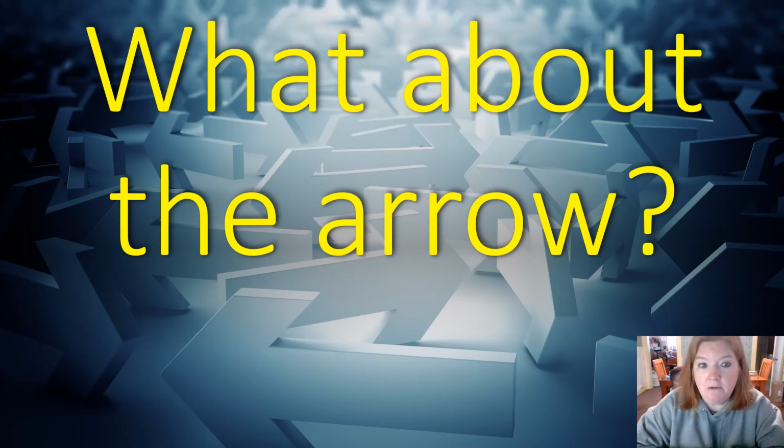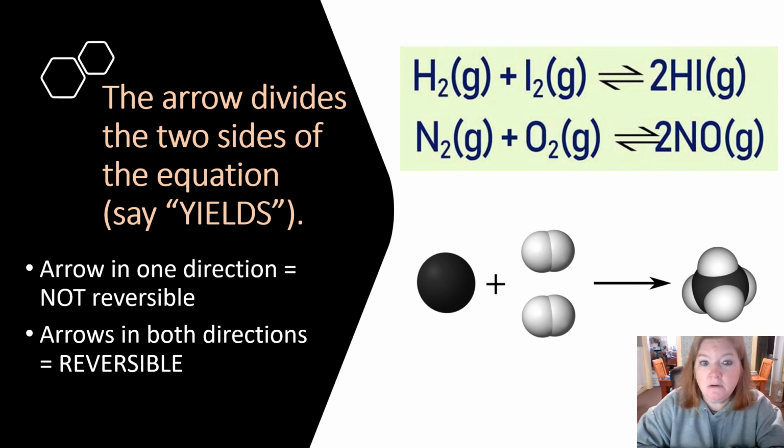So what about the arrow? Well, the arrow divides the 2 sides of the equation, and we say the arrow as yields. Arrows can be in one direction only, pointing toward the right, and that means the equation is not reversible. If you have an arrow going in both directions, that means it's reversible.